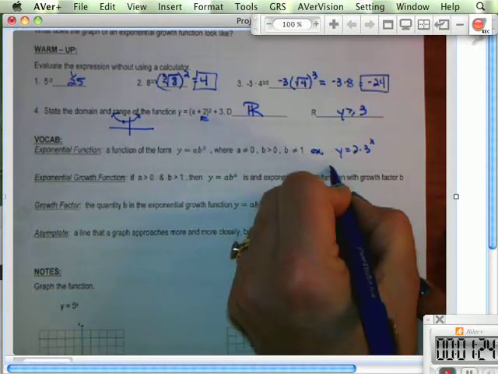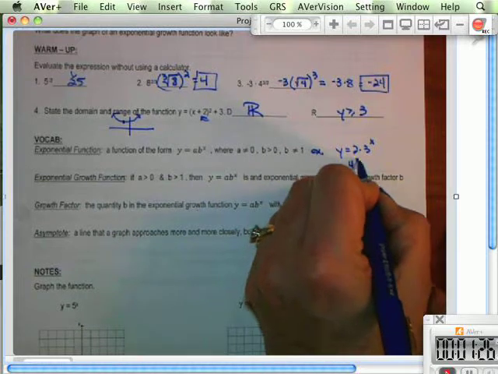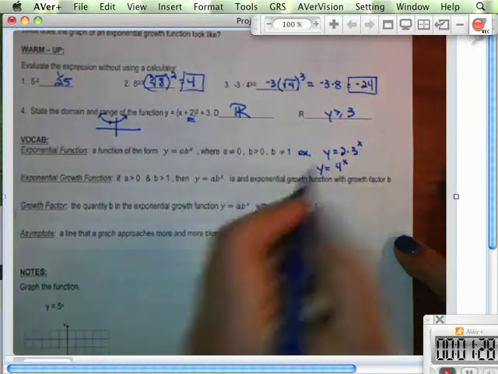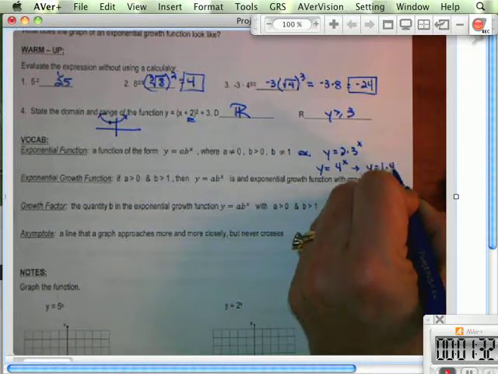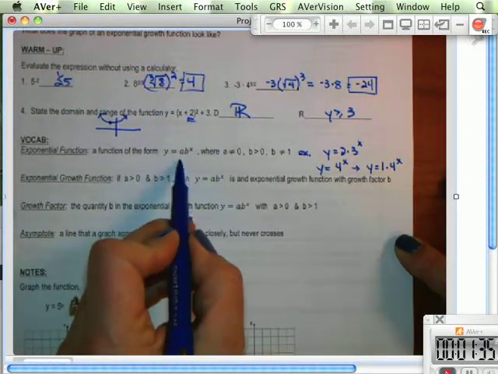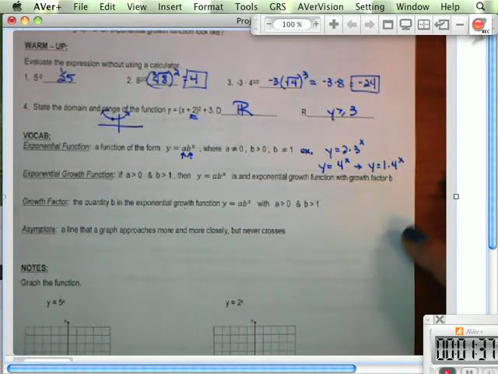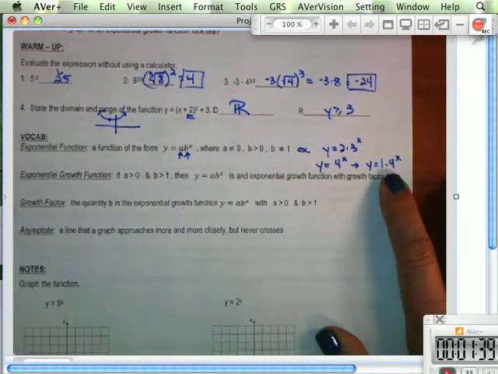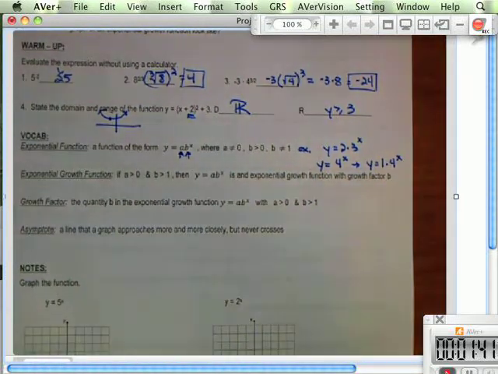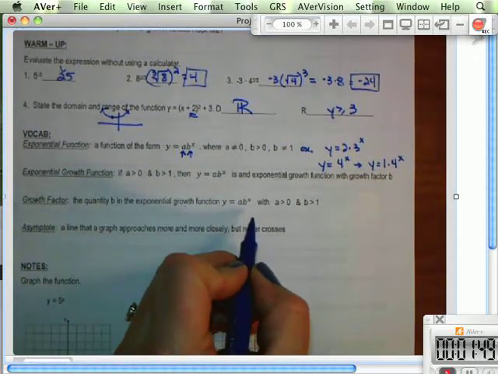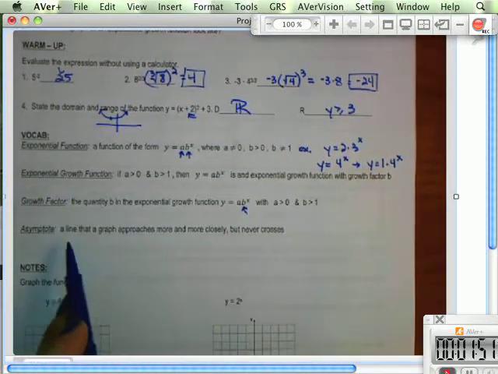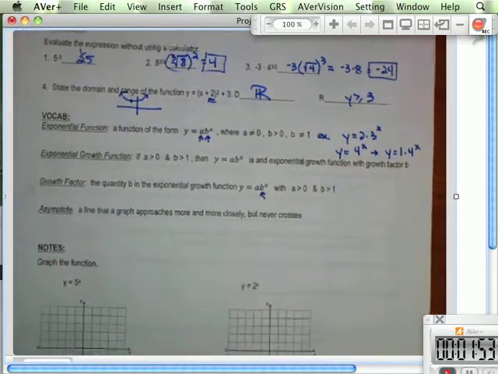Here's another one. Y equals 4 to the x. You could, if you had to, think of it like this. Because there's an A, you notice there's an A and a B here. And so 1 would be A and 4 would be B. So you might think of it like that sometimes as well. Okay? So this is just the growth factor, what you're multiplying by. It's the B.